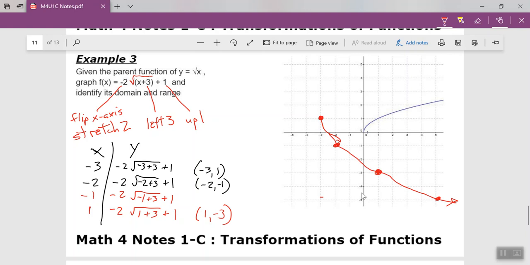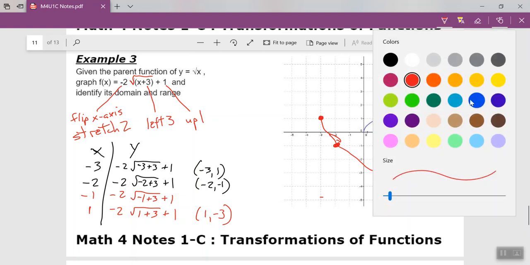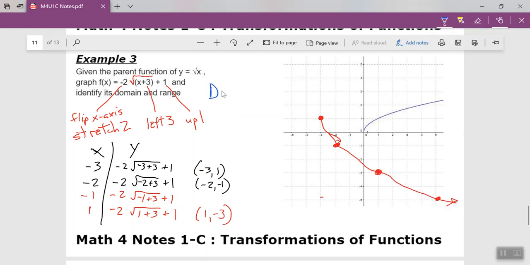Domain and range. Let's switch colors to make it stand out. Domain is going to start where x is negative 3 and go forever to the right. And my range is going to start where y is 1 and go down forever. Well, the down forever has to come first and then stop with y is 1.